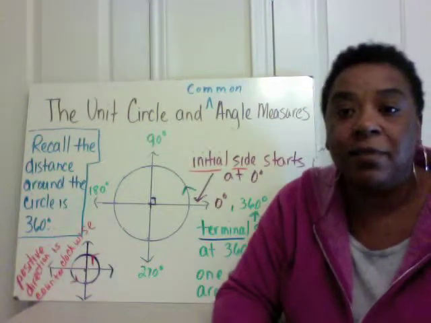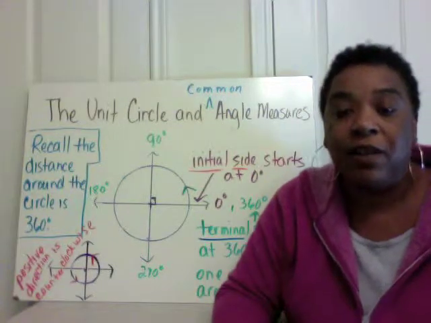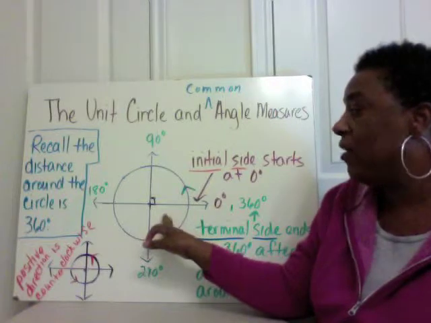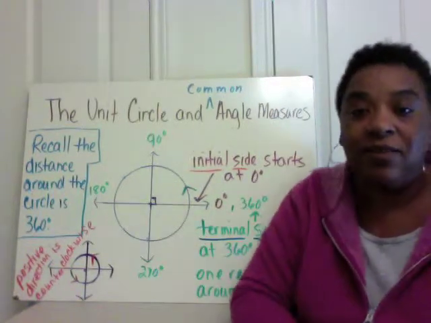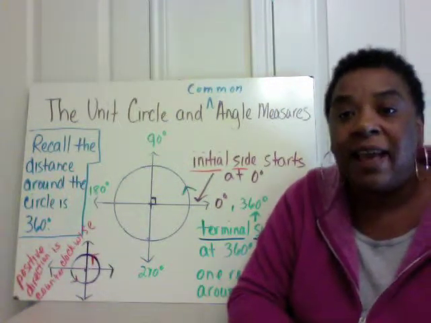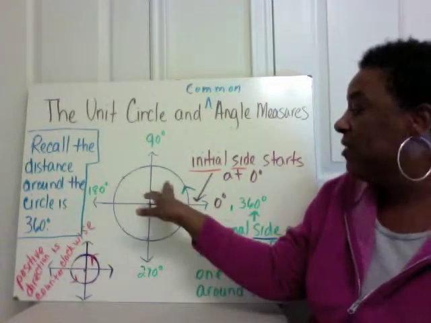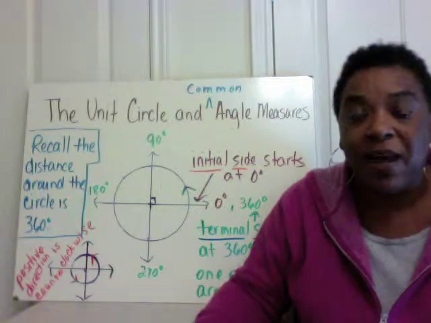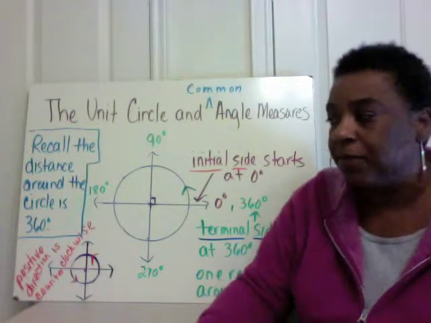Now let's look at some common angle measures of the unit circle. Now in this picture here, we have the circle divided into 4 quadrants. And each of these quadrants represent 90 degrees because we can divide 360 by 4 and get 90 degrees.